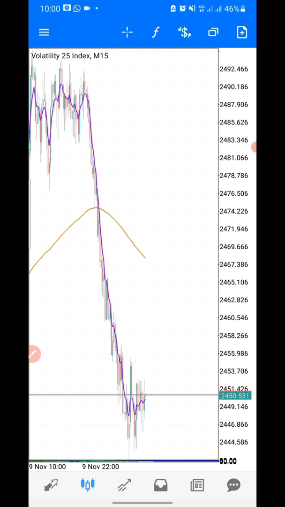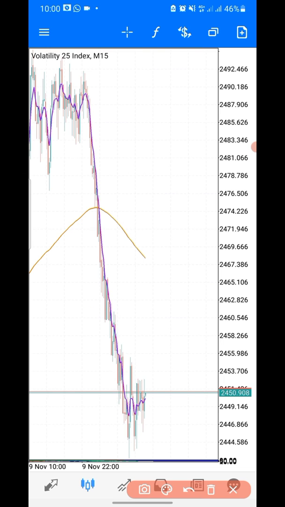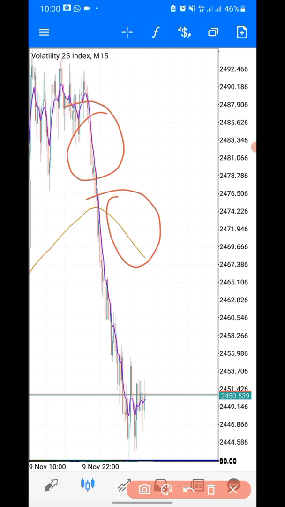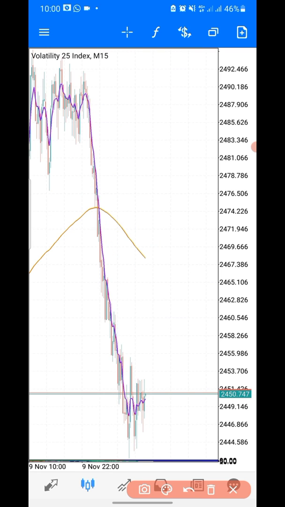And now this is VIX 25 again. Notice here that this is the EMA 200 and this is the EMA 5. And notice what happened when the EMA 5 crosses the EMA 200 to the downside. We saw this sharp move here. Price moved to this level.